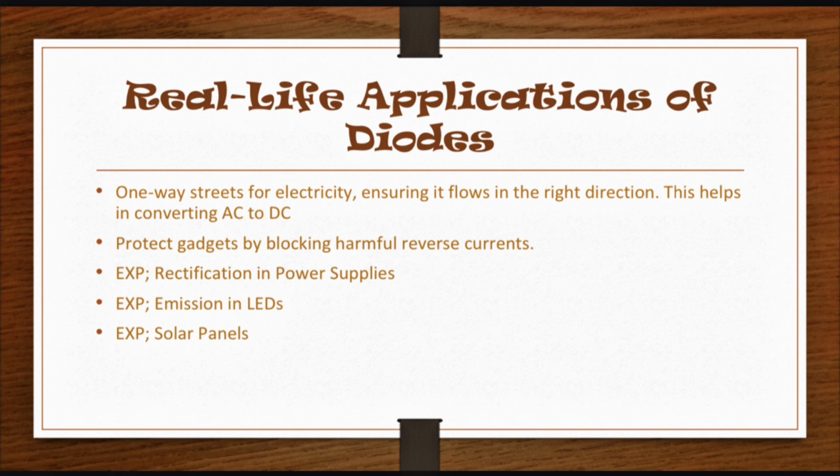Lastly, solar panels. In a solar panel system, diodes are used to prevent the reverse flow of current, which can occur during the night or when a shadow falls over the panel. This is known as a blocking diode. Without it, the solar panels could drain the batteries they are supposed to charge.